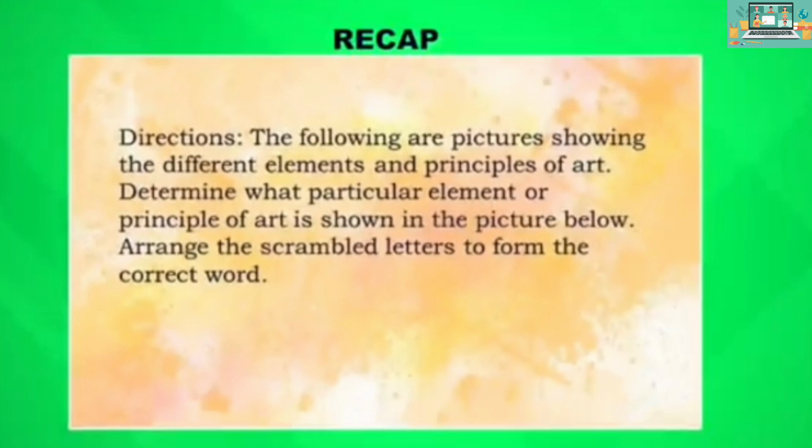Now, let us have our recap. The following are pictures showing the different elements and principles of art. Determine what particular element or principle of art is shown in the picture below. Arrange the scrambled letters to form the correct word. You will be given 5 seconds to answer each item. Number 1. A path of a point moving through space.